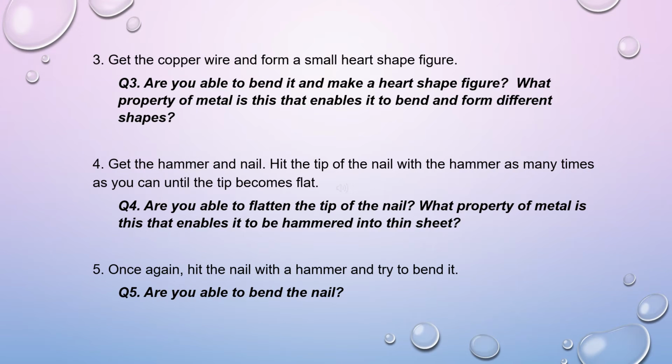Get the copper wire and form a small heart-shaped figure. And then question number 3, are you able to bend it and make a heart-shaped figure? What property of metals is this that allows it to bend and form a different shape?